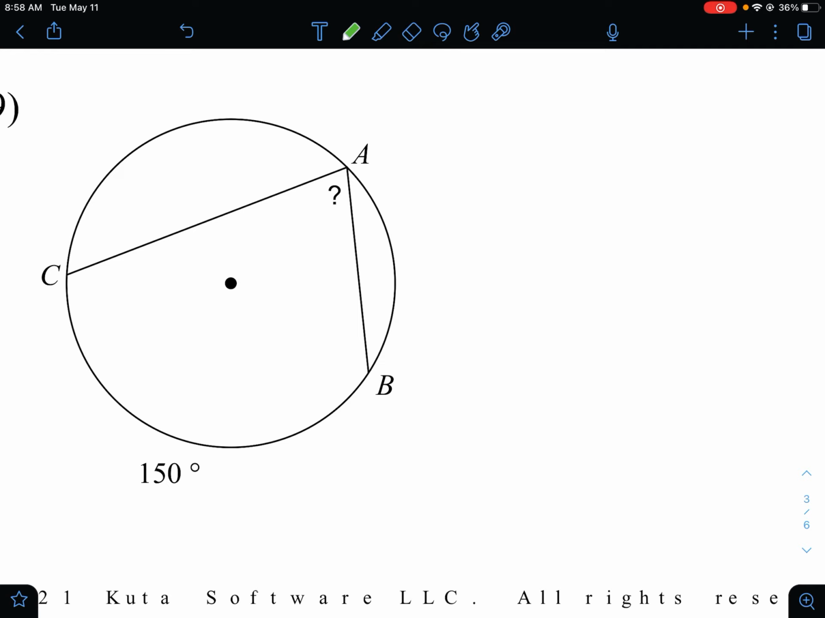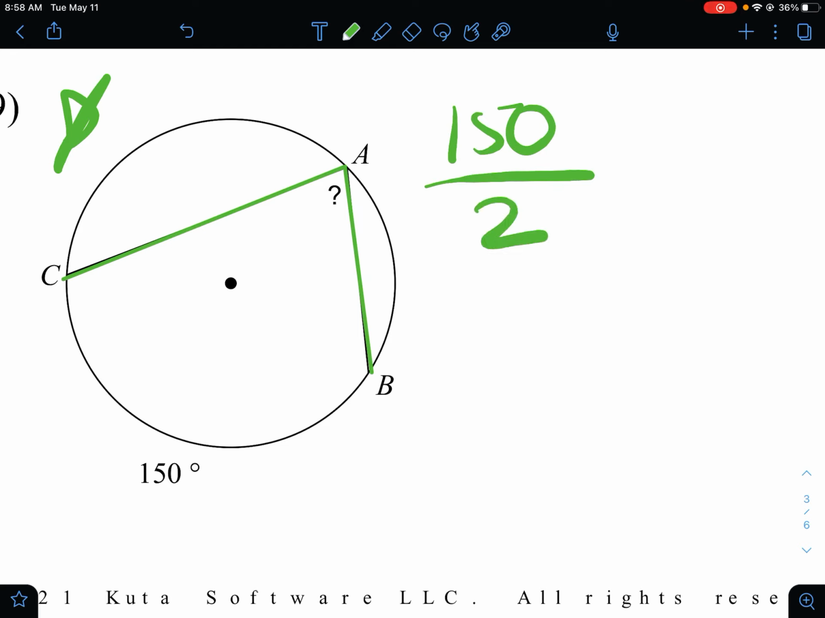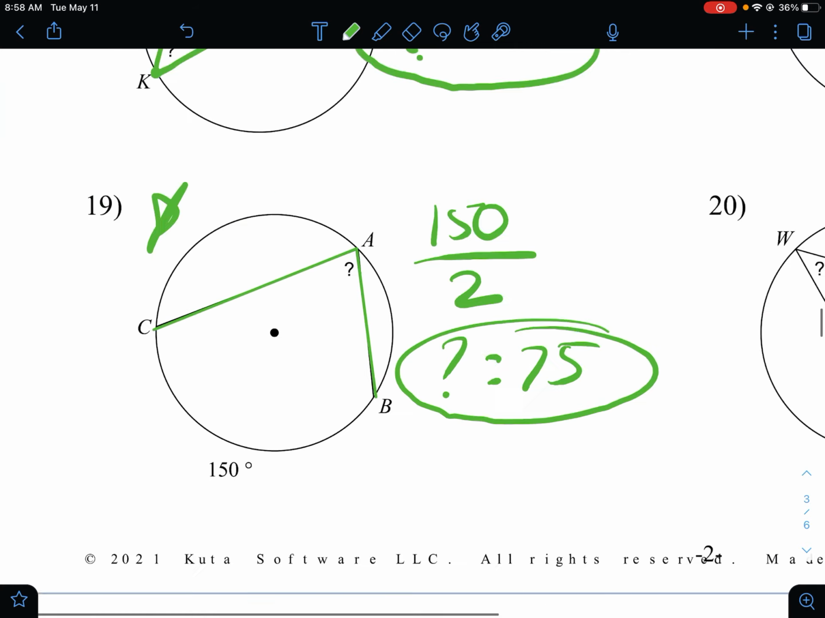All right, so try this one. Again, the measure of the angle is half that of the arc. So we would just do 150 divided by 2, and our question mark should be equal to 75.